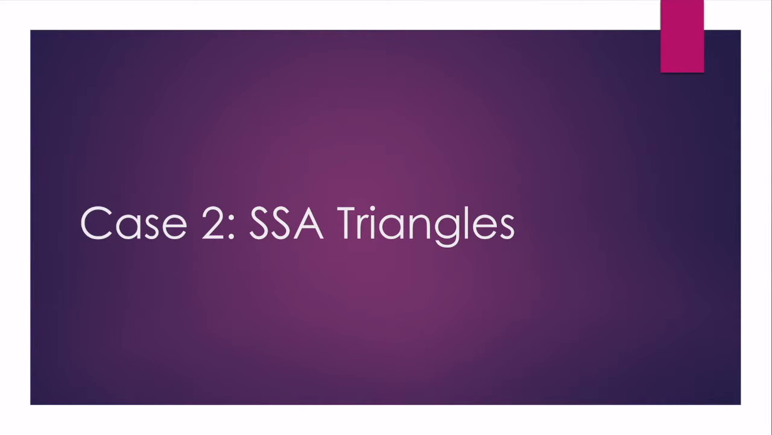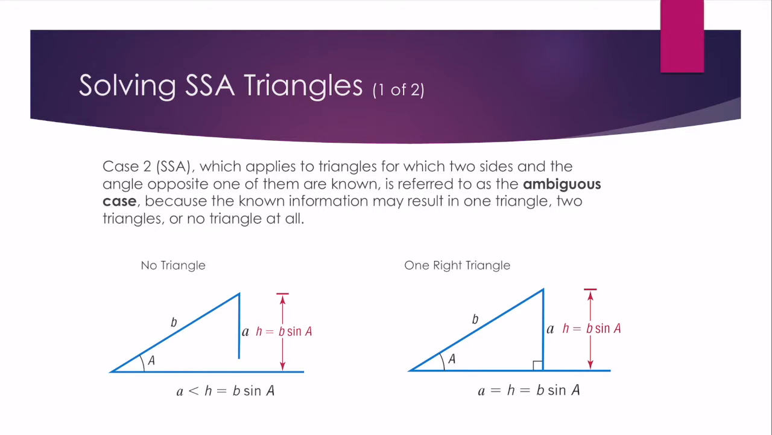So let's look at case 2, which is solving side-side-angle triangles. Case 2 applies to triangles for which two sides and the angle opposite one of them are known. This is referred to as the ambiguous case, because the known information may result in one triangle, two triangles, or no triangles at all. And of course, we're going to work through an example of each.